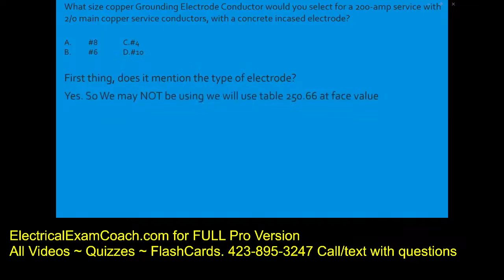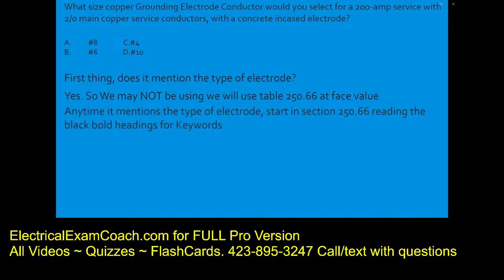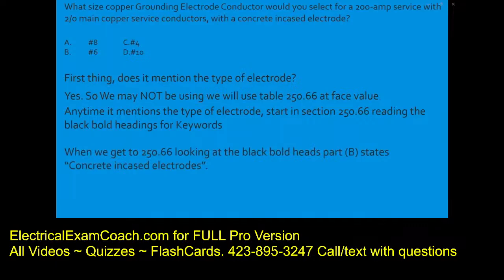The first thing we do is we head straight back to section 250.66, reading in the black bold headings, looking for keywords. So we've already done our highlighting, so this should be very simple. When we look at it, we're going to see that part B states concrete encased electrode. Then all we have to do is go to our second part of our highlighting, and we find out that it is not required to be any larger than a number 4.